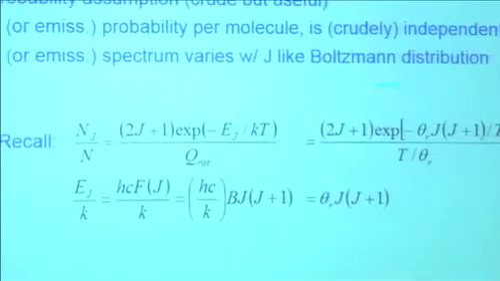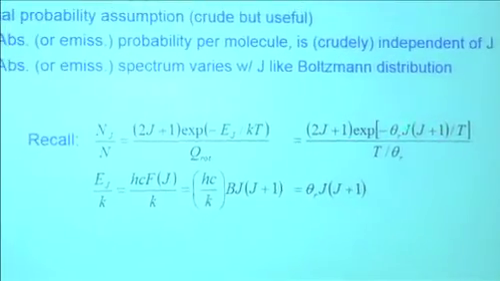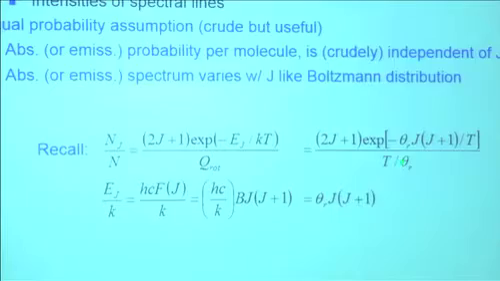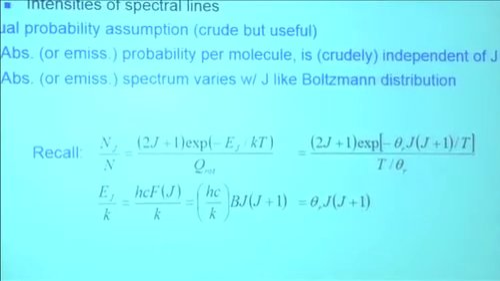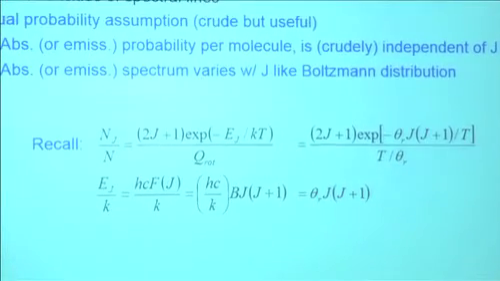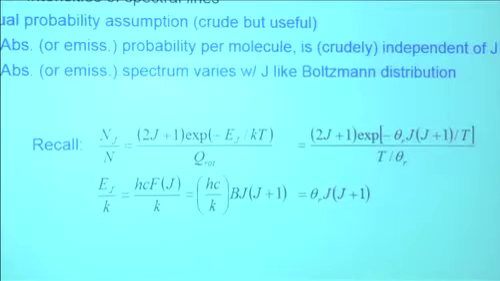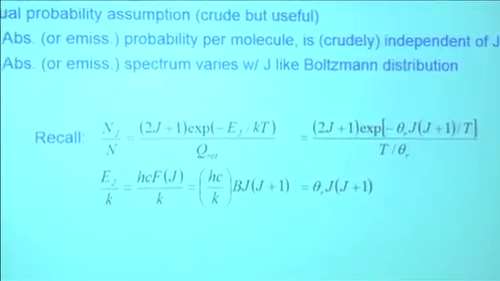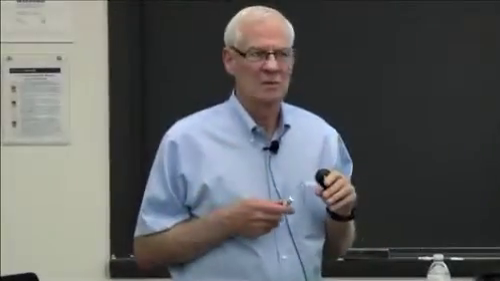So here's the fractional population. Now for EJ, we insert this. Okay, now I've defined a theta here, and maybe I haven't told you. Theta is hc over k times B. B has got units of wave numbers. For CO, it's about 2.